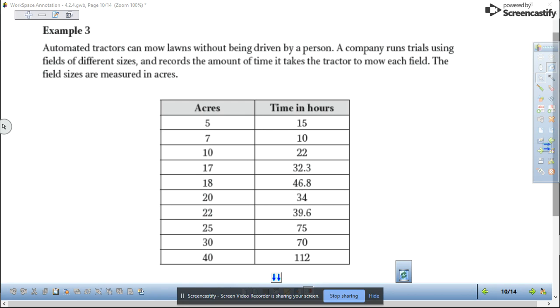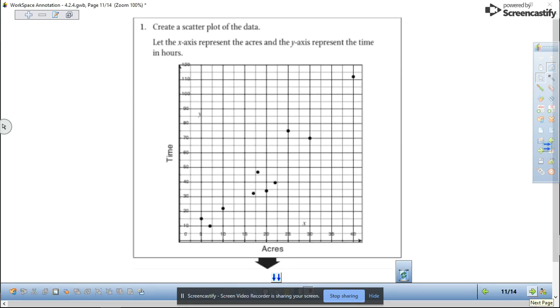Automated tractors can mow lawns without being driven by a person, and so on. Keep going through the problem. Again, here's your data set. What do I want to do? I want to graph it. It's already been graphed for us. Now, does that appear to be a curve or a linear function?